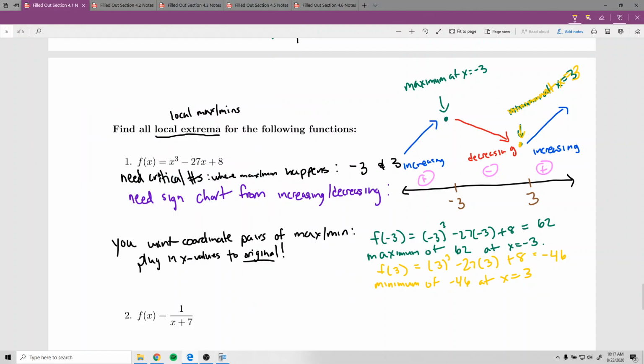Now, if you were to accidentally plug in the x values into the derivative to get the y coordinates, you'll always get 0 because that's how they were made. So that would be probably a pretty good indication you plugged it into the incorrect one.